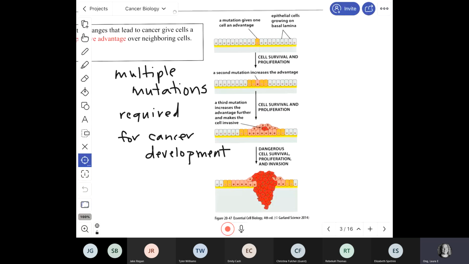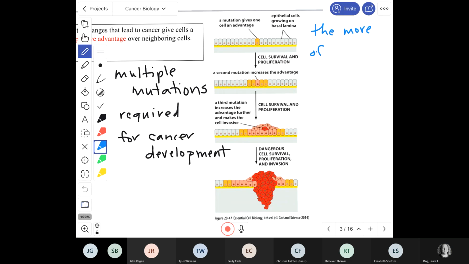So the other thing that's really helpful to understand about cancer is this fact, which I'll write over here, which is the more often a cell divides, the more likely it is to have new mutations.